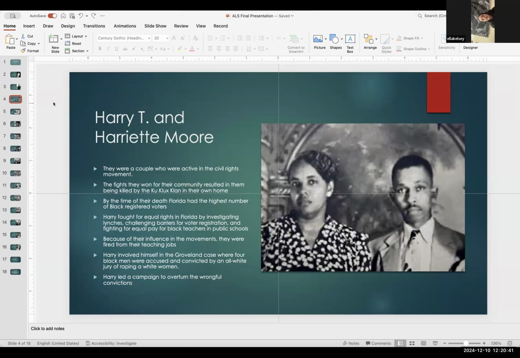By the time of their death, Florida had the highest number of Black registered voters, and Harry mainly fought for equal rights in Florida by investigating lynchings, challenging barriers for voter registration, and fighting for equal pay for Black teachers in public schools. Because of their influence in the movements, they were fired from their teaching jobs. And later, shortly after this, Harry involved himself in the Groveland case, where 4 Black men were accused and convicted by an all-white jury of raping a white woman. And Harry led a campaign to overturn the wrongful convictions.